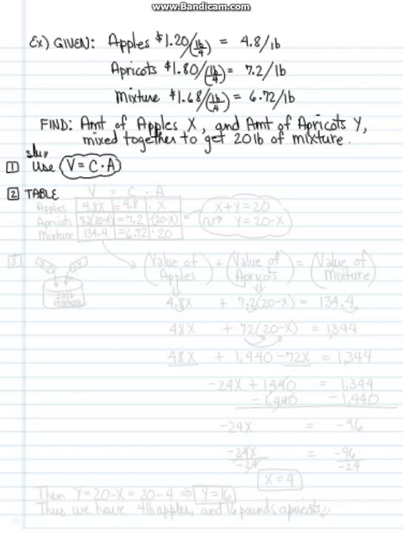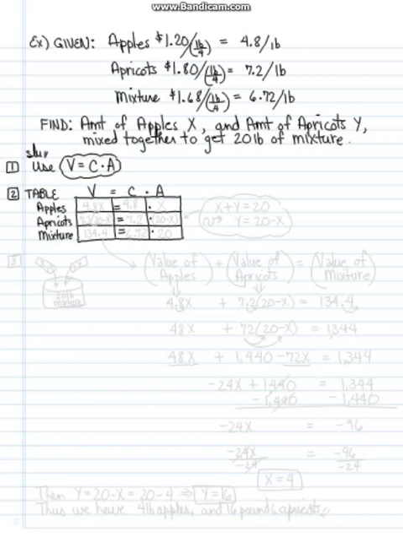Step 2, we're going to create a table, and across the top of this table we're going to have our formula V equals C times A. So we have 3 columns. We also have 3 rows. The first row is for the apples, the second row is for the apricots, and the last row is for the mixture. Now let's fill in the table.